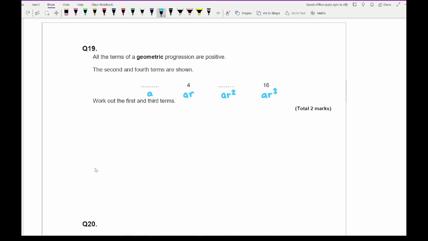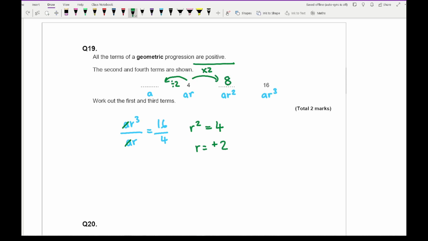Now from this, if I do ar cubed over ar, well, ar cubed is 16, ar is 4, and then if I simplify this, I'm left with r squared equals 16 over 4, which is 4, so r equals plus or minus 2. Now it says that the progression is positive, so that means that r must be positive 2, not negative 2. So if I'm going in the opposite direction, I divide by 2, and to go in the forward direction, I times by 2. So the third term is going to be 8, and the first term is going to be 2.